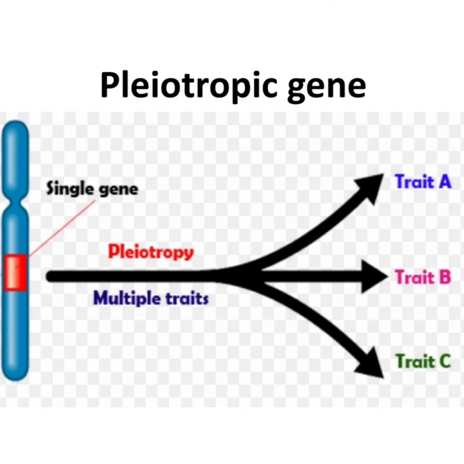Here you can see a diagrammatic depiction of pleiotropy, where a single gene that is present in the chromosome controls multiple traits, for example trait A, trait B, and trait C. That gene is called the pleiotropic gene.